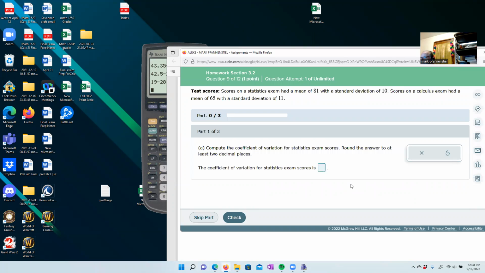Okay, so let's see. We're going to compute the coefficient of variation for the exam scores. Actually, I'm going to pause this. I'm going to go with part 3. So we'll go ahead and stop.